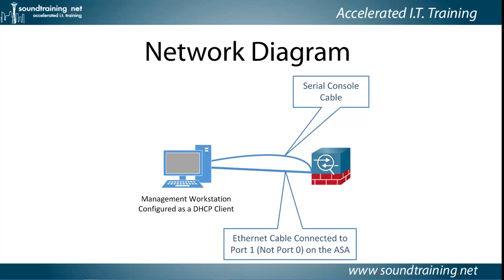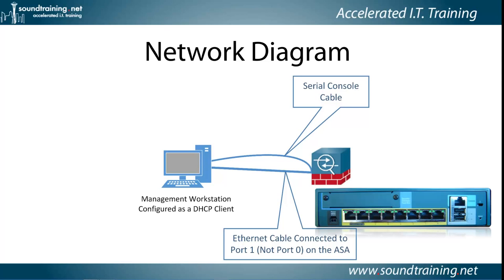And then we also have an Ethernet cable connected to port 1, not port 0 on the ASA. That's confusing, so let's just take a quick look at it. Here's the back of the ASA, and you want to connect to port 1. That's the second from the right port on the back of the ASA.